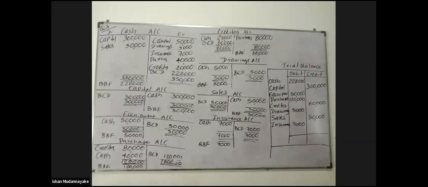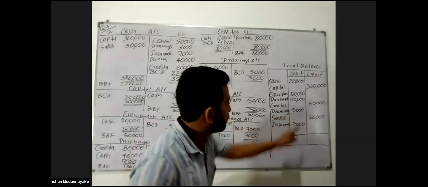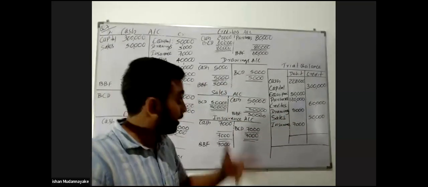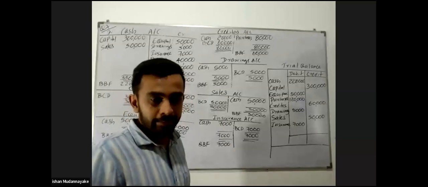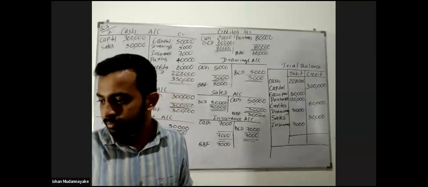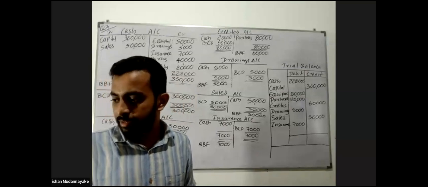In drawings, we should subtract, no? No. Drawings is the debit side. Yes, we are preparing the trial balance, not the equity. Okay, sir. We are preparing the trial balance. Right.